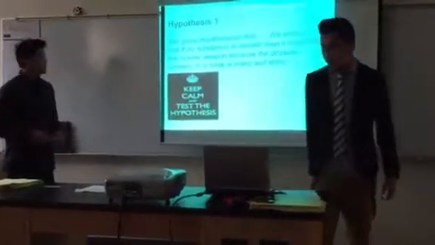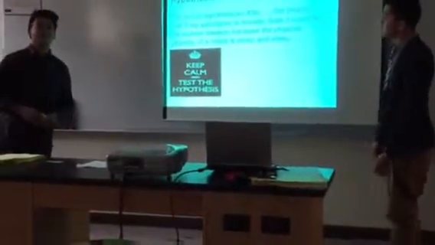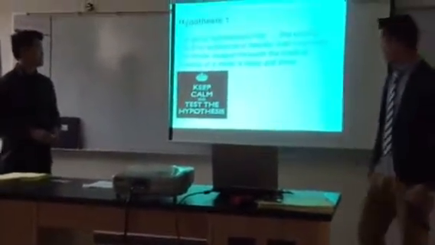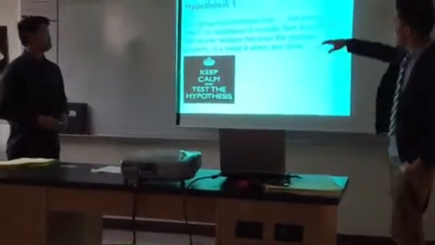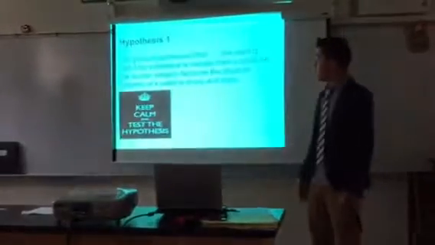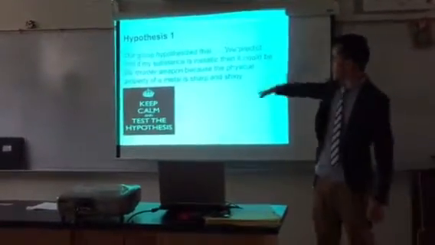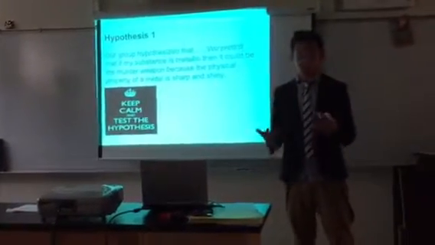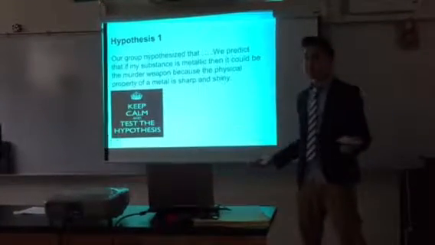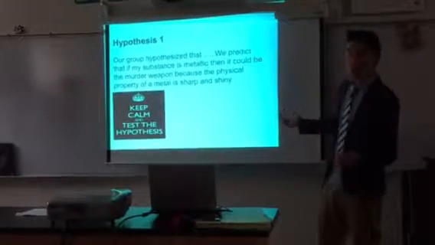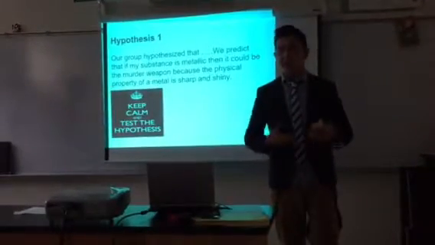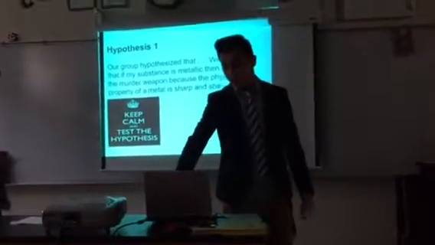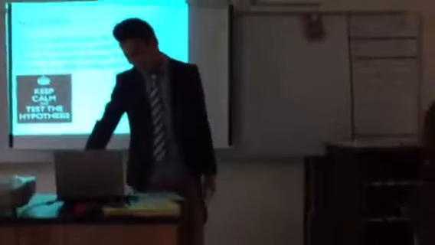Moving to the hypothesis. Our group hypothesis predicts that if my substance is metallic, then it could be the murder weapon. Metallic, as you know, it can be a knife, whatever, a gun. They're all metallic, and sharp and shiny. So we predict that it is the murder weapon. So the procedures of metallic, ionic, or covalent.